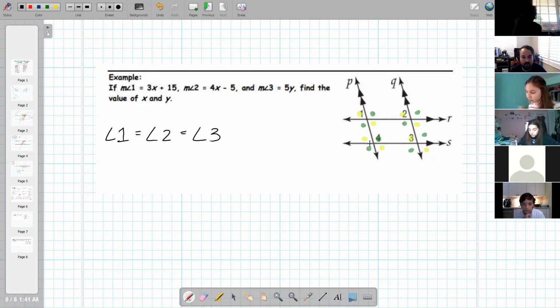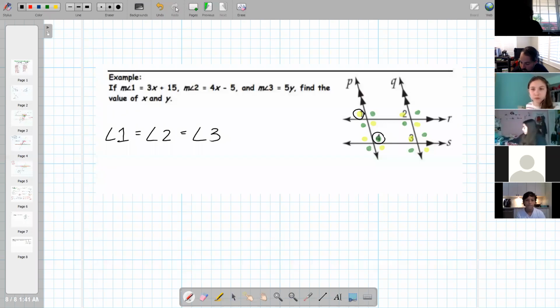Any thoughts on how angle 1 and angle 4 are related? I see a lot of hands up. I don't know if they're still supposed to be. Go ahead, Arroyo. They're different sides, but lower. They're different angles, right? Angle 1 and angle 4 are different angles here.